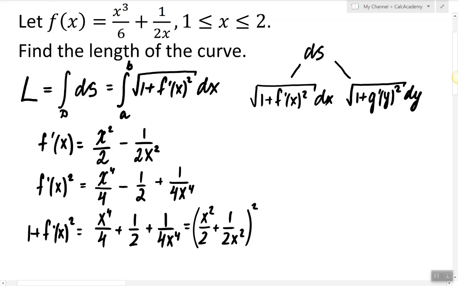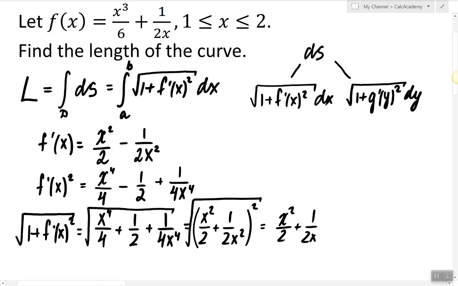And after we take the square root of everything, we're just going to end up with x squared over 2 plus 1 over 2x squared. Technically, we have to put the absolute value here, but since everything is positive, there is no need in the absolute value notation. And this is now our integrand.